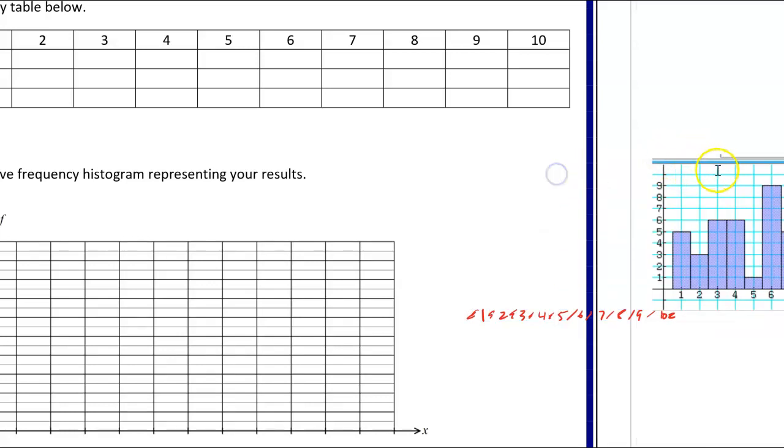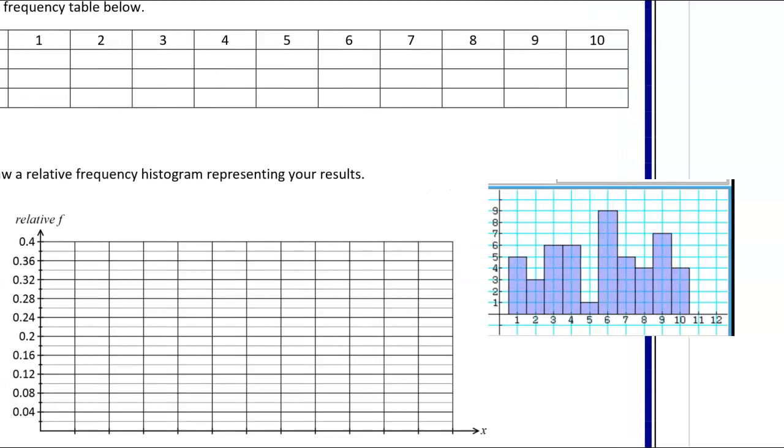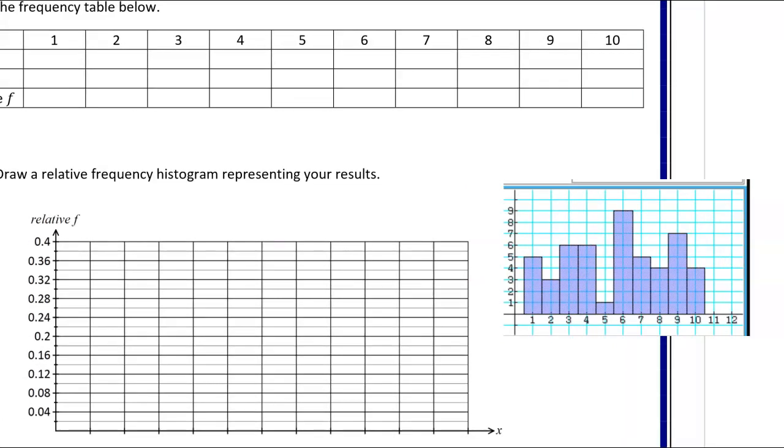It just makes it easier now to see the frequencies as opposed to you having to count them back up to you. And of course, this is the frequency. I've asked you to draw the relative frequency, so we've just got to convert those frequencies to essentially probabilities, which is your relative frequency.